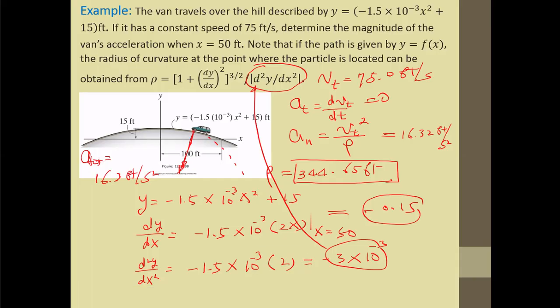Okay, good, very good. Okay then, the normal acceleration formula: tangential velocity squared divided by the radius when x is 50 feet. Tangential velocity was constant, 75. Square it, divided by 344.65. So normal acceleration turns out to be 16.32. Then total acceleration is the same as normal acceleration because tangential acceleration is 0. Does it make sense to everybody?